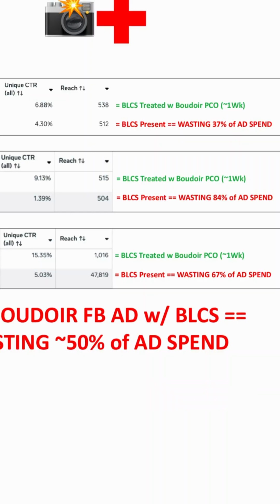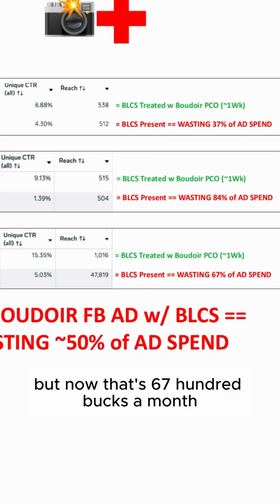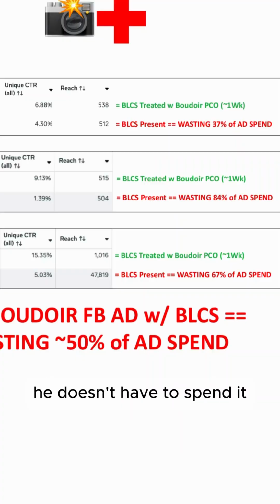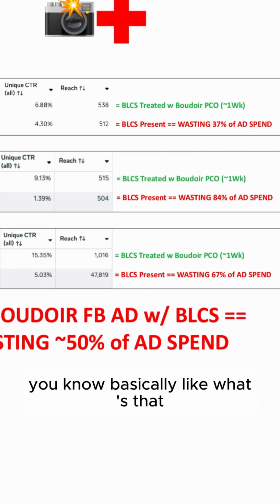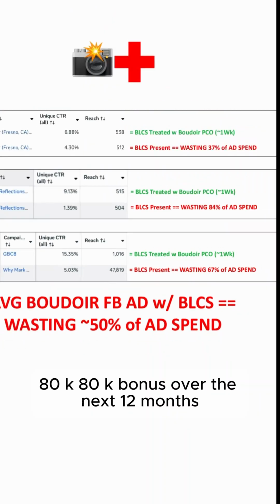gets to add into the same number of women's brains in both scenarios. But now that $6,700 a month that was being wasted, it's now being eliminated back in his pocket. He doesn't have to spend it as a phantom bonus every single month. Basically like, what's that, 80K bonus over the next 12 months.